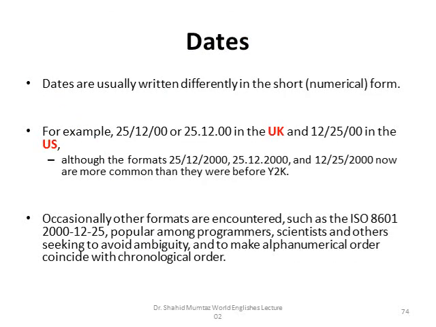Dates are usually written differently in the short numerical form. For example, 25.12.00 or 25/12/00 with slashes or with dots in the UK, and 12/25/00 in the US. You see here we have day and month and year in the UK, and in the US we have, sorry, the month, the day and the year in the US.